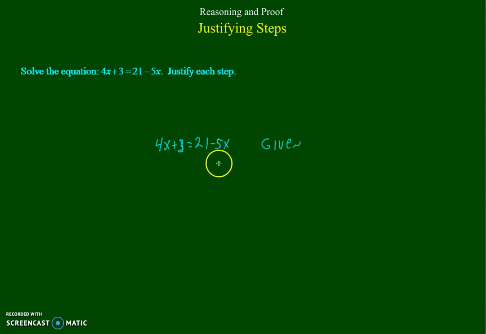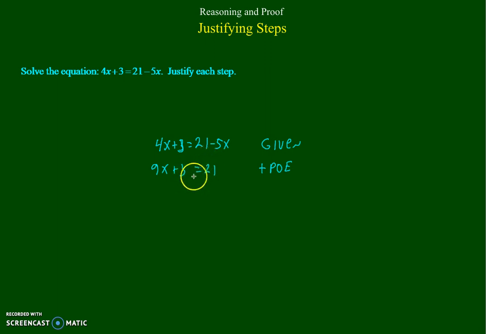Well, because I don't have you talking to me, I'm going to just do what I normally do. I'm going to combine my x terms, and I'm going to combine them on the side that gives me a positive x value. So I'm going to combine my x terms on the left-hand side. That means I'm going to add 5x to both sides. So I'm going to add 5x, and I have 9x plus 3 equals 21. Now what I did was I added 5x to both sides. Do you remember what that property was? That is the addition property of equality. So that's a valid mathematical justification for how we got from this step to this step.